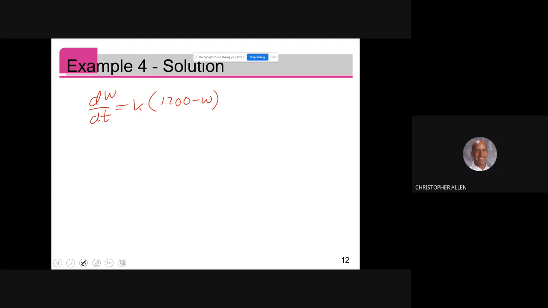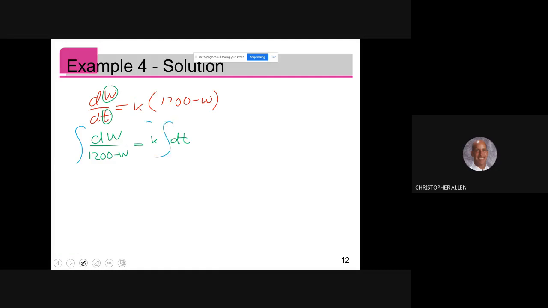So the very first thing I want to do is separate my variables. In other words, I'm going to let the stuff that has W stay on the left, and I'm going to let the stuff that has T go on the right. T is a variable, and W is the variable in this particular problem. K is not a variable, it is a constant of proportionality. This hopefully feels a little bit like deja vu, because I gave you some problems like this on the activity we did last Tuesday. Now we can integrate.